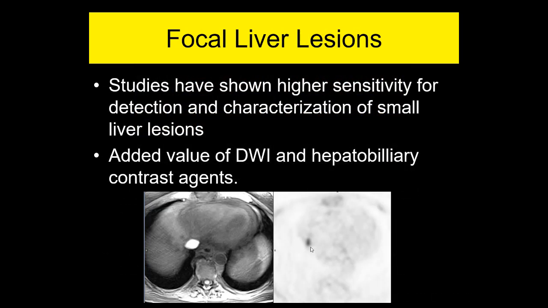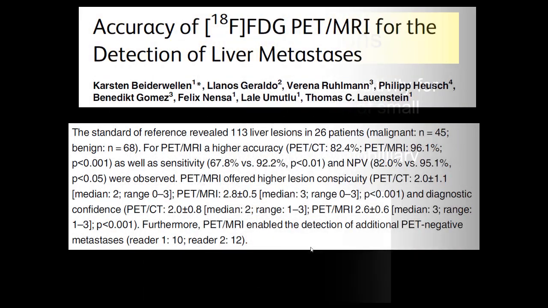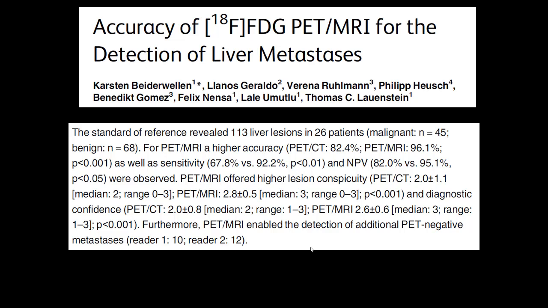Again, I don't have to go through this because we learned about the focal liver lesion and advantages of MR, and being able to combine MR and PET for liver lesions can add value. Again, just one of the many papers talked about. This paper talked about the added value of FDG PET MR for detection of liver metastasis.